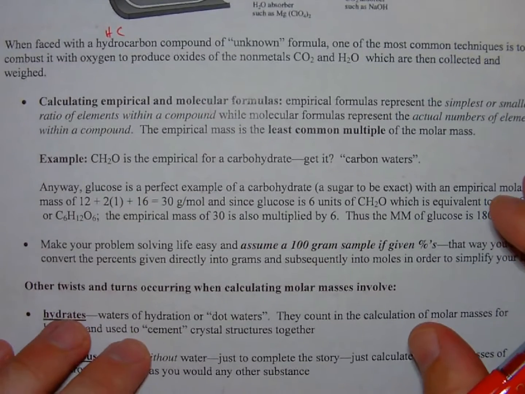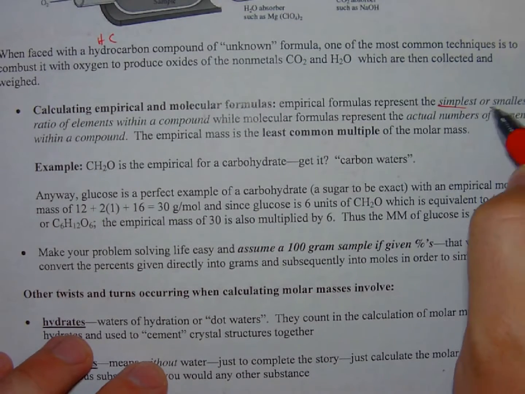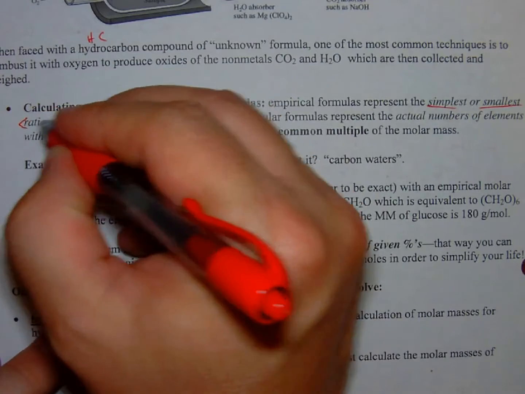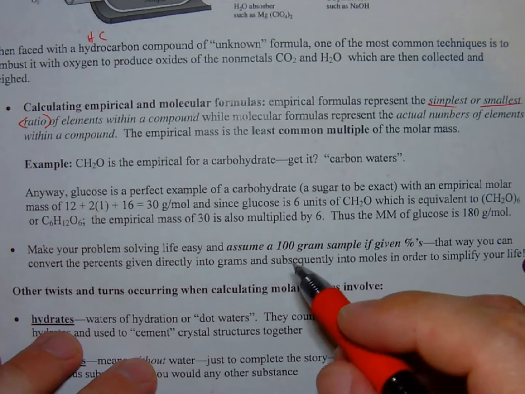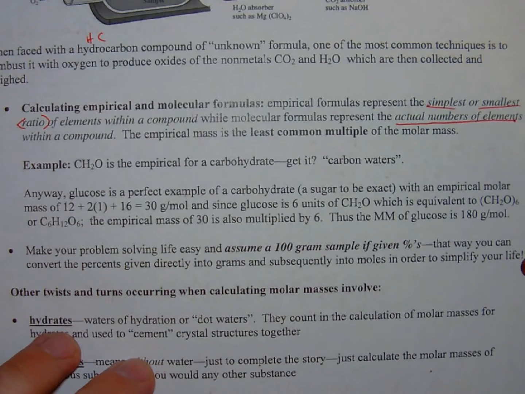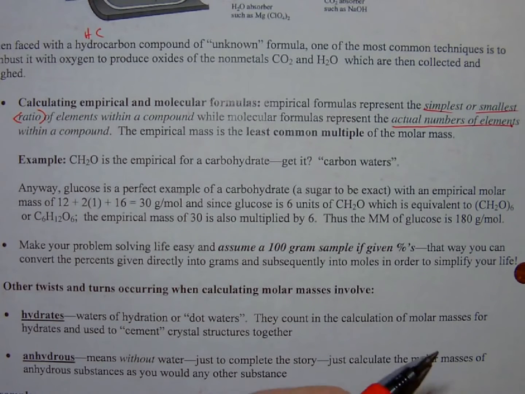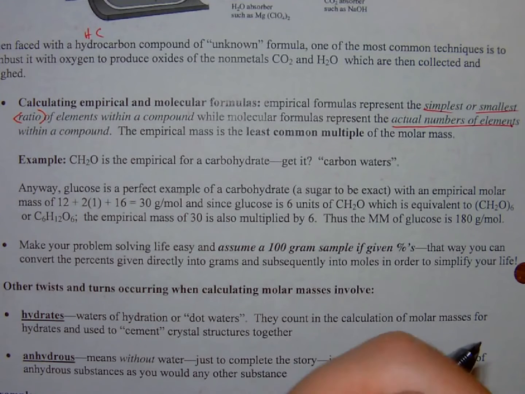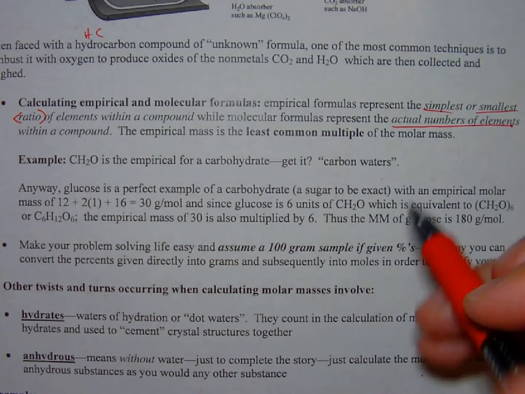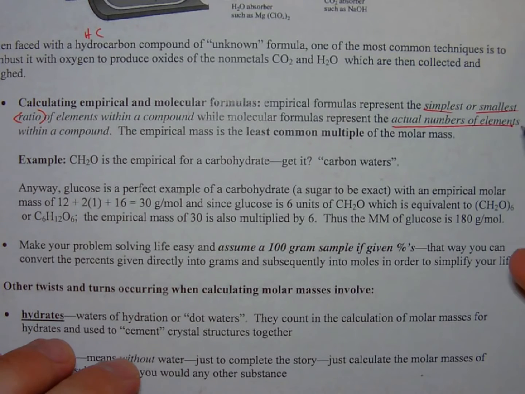So when we move on to calculating empirical and molecular formulas, empirical formulas represent the simplest or smallest ratio of elements within a compound, while the molecular formulas represent the actual numbers of elements within the compound. It's kind of like the difference between prime numbers and regular numbers, whereas a prime number is some of the most simple types of numbers that you can see. They only have two factors, 1 and itself, whereas the rest of the numbers have multiple factors. They're a little bit more complex. That can be broken down in different ways.